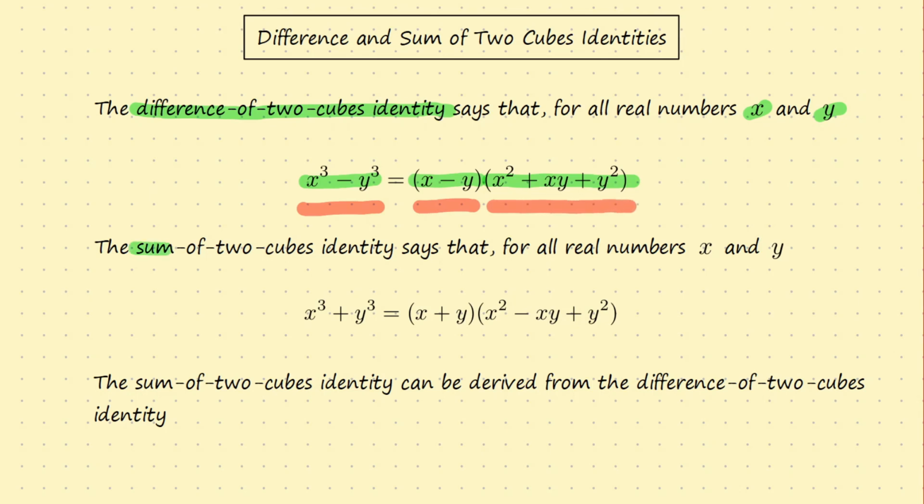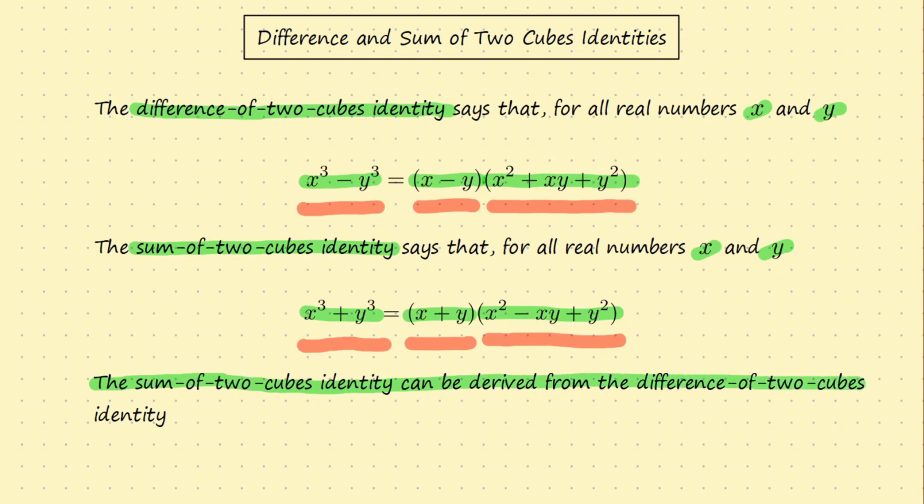The sum of two cubes identity says that for all real numbers x and y, x cubed plus y cubed equals x plus y times x squared minus xy plus y squared. So this identity similarly allows us to factorize a cubic expression into the product of a linear term and a quadratic term. And as we will see, the sum of two cubes identity can be derived from the difference of two cubes identity. So in some sense, they are the same thing.